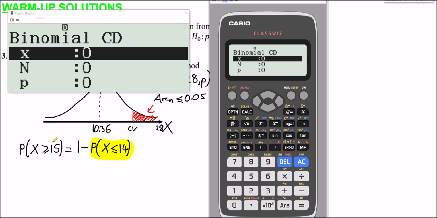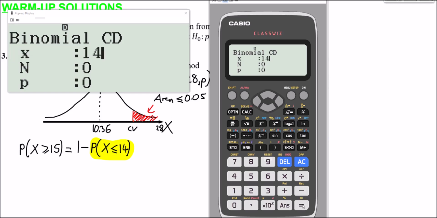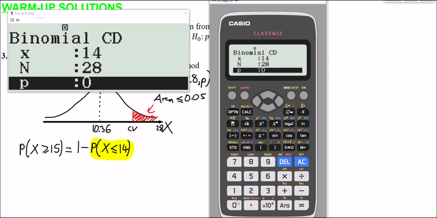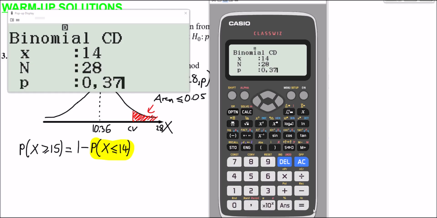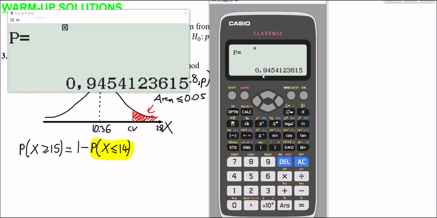And my guess here is to compute the probability of seeing 15 or higher. So obviously, though, to do that, we do 1 minus p, 14 or less. So we input 14 out of a total of 28 it was, and the proportion was 0.37 by h0. Now that gives us 0.945, so that's a shade under 0.95.